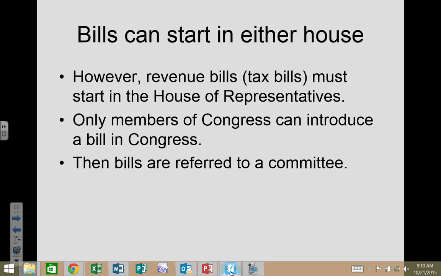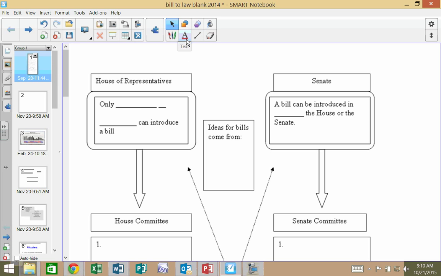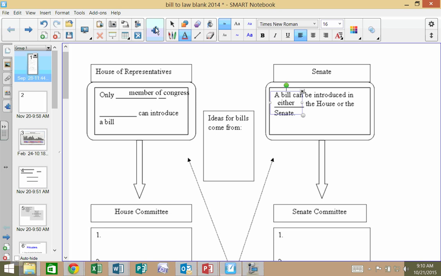Now, if we're going on here, and I don't know if I'm going to fill this out the whole way, but for this part of it, only members of Congress goes here. And over here, either the House or the Senate. It doesn't really make any difference, unless, of course, again, it's a revenue bill. Now, if you notice, this is what you have in your note guide.